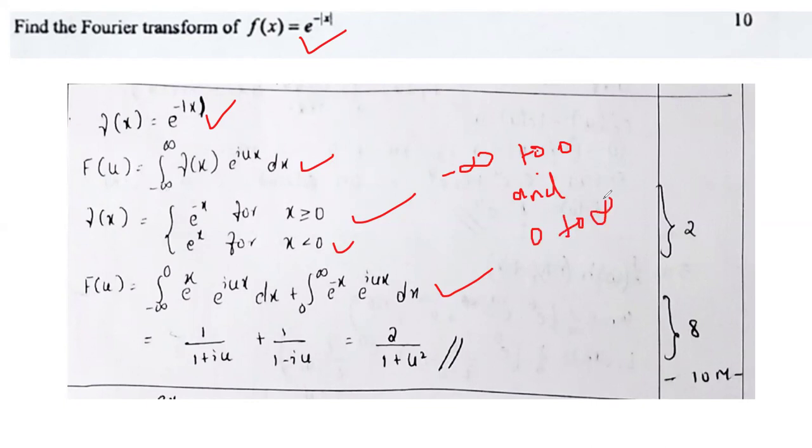I think you understood. You might have studied this in the plus 2 classes. So minus infinity to infinity, I'm going to split it. Minus infinity to 0, then you can substitute this particular value.